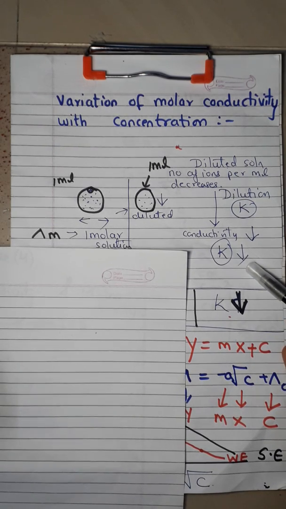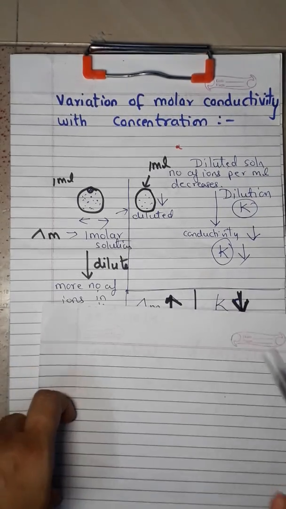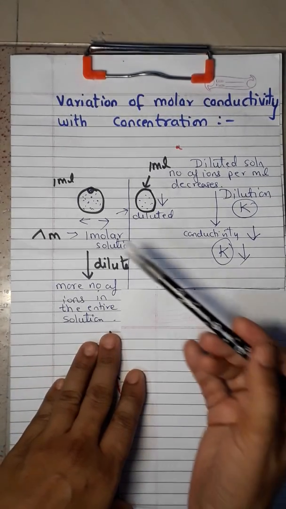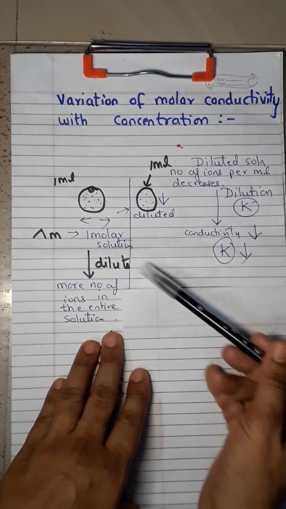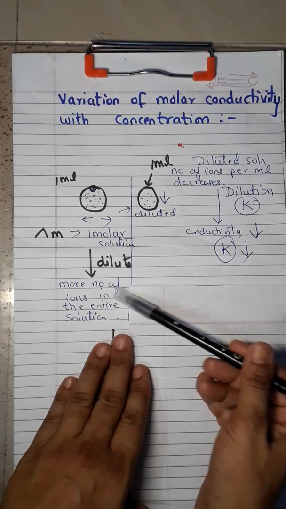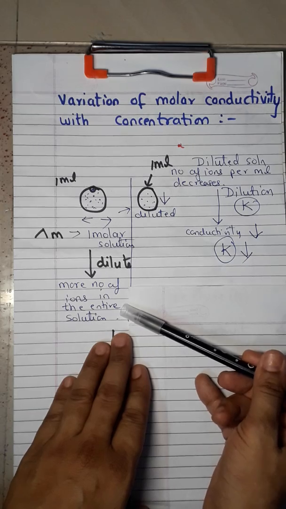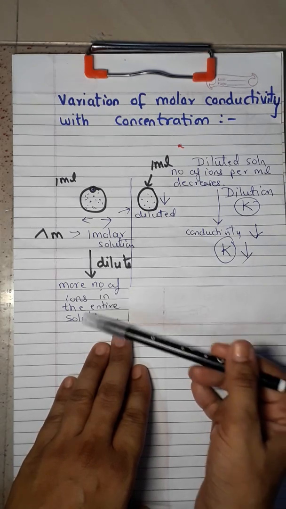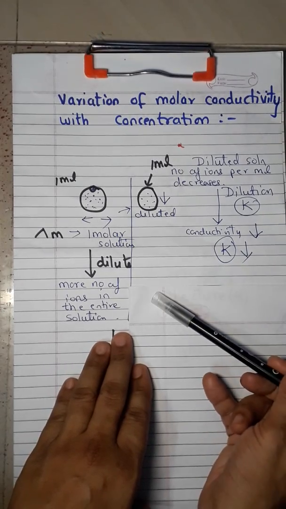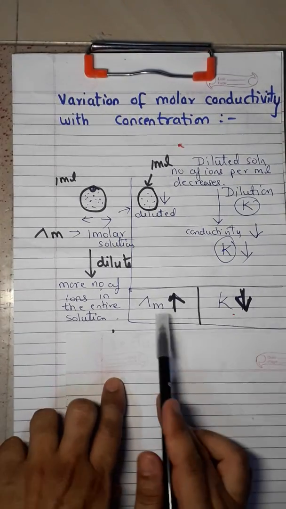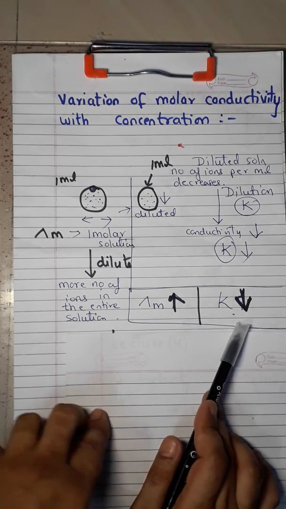But what happens to the molar conductivity? Here we have molar conductivity. When you have a 1 molar solution and you add water to it and dilute it, you get more ions in the entire solution. Because ionization happens when you add water, throughout the entire container the number of ions is increasing, hence the molar conductivity will increase. So molar conductivity increases on dilution and conductivity decreases on dilution.